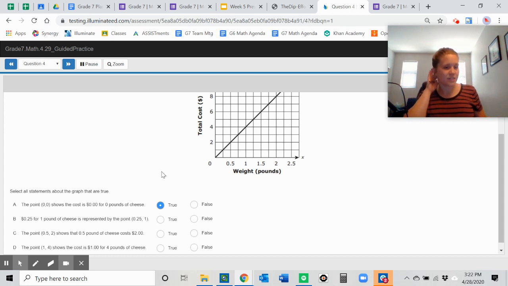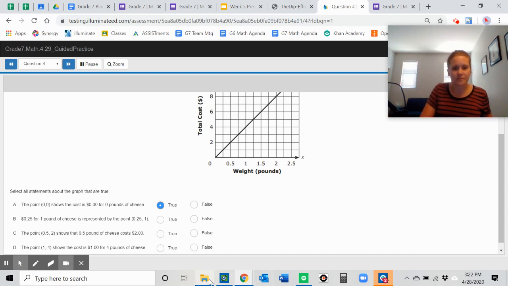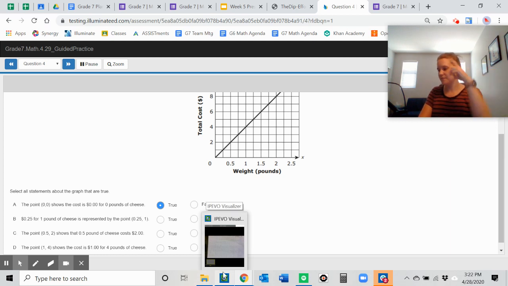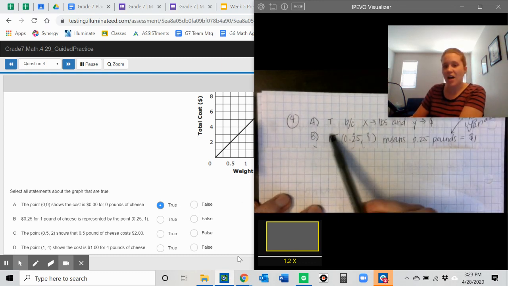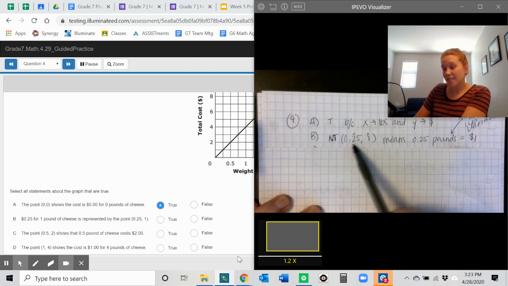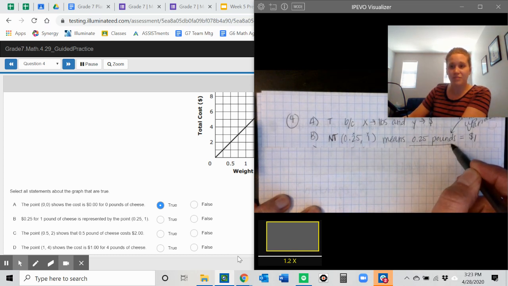B, $0.25 for 1 pound of cheese is represented by the point (0.25, 1). Okay. I want to show my thinking for this question. What do you think? True? False? I bet we have some mixed here. Okay. All right, take a look. B is false. I bet not true. That's because here's the point it's talking about. 0.25 is my x coordinate, and so 0.25 must mean 0.25 pounds, not $0.25.